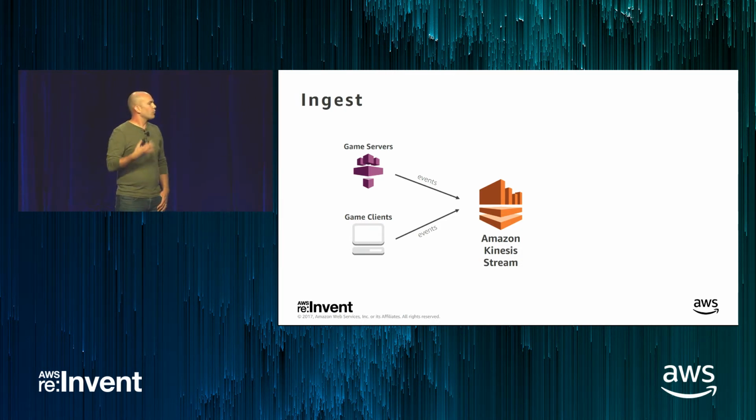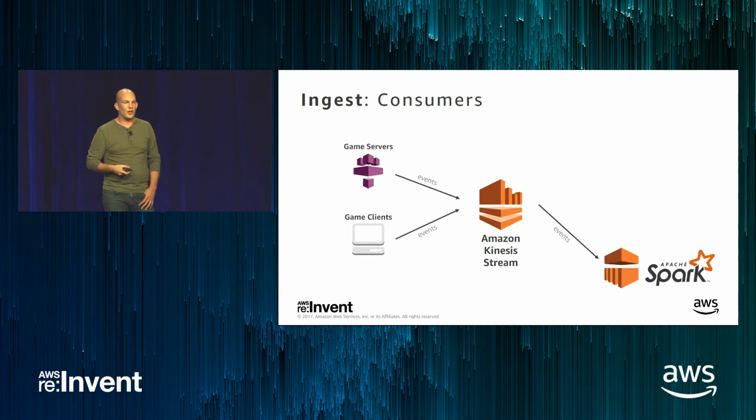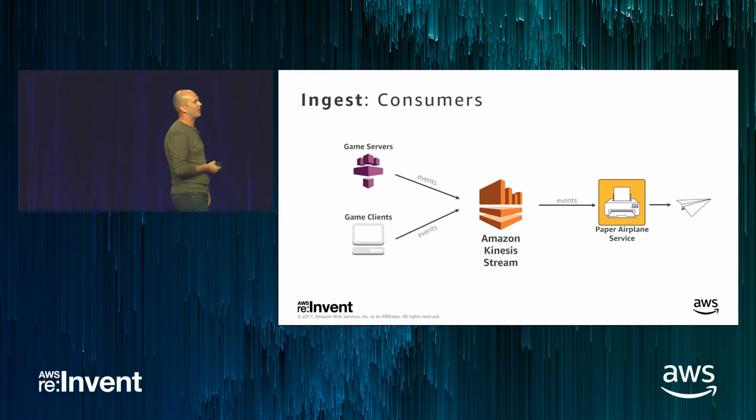But really, let's get back to the main point here, which is that clients and servers, they don't care who's processing this data. It could be some on-premise application you wrote. It could be some awesome giant Apache Spark cluster running on Amazon Elastic MapReduce. It could be some ridiculous service that prints every event out on a piece of paper, folds it into a paper airplane, and throws it out the window.